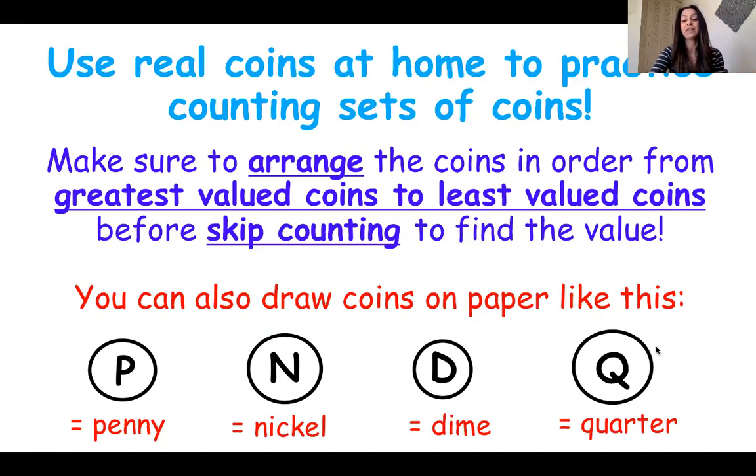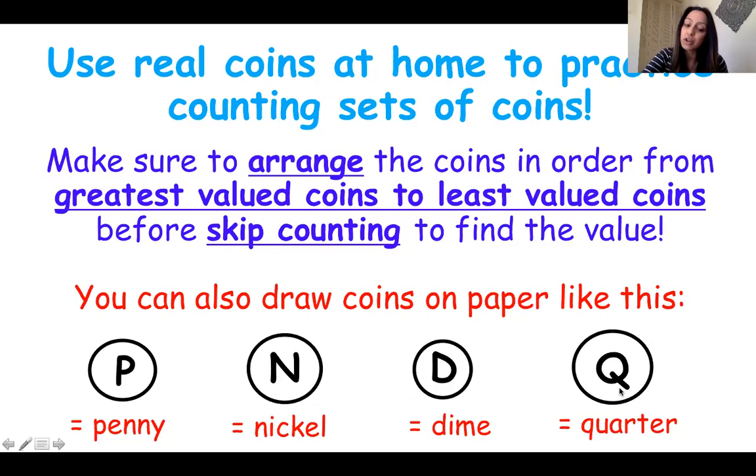We already know that if you don't have actual money and coins at home to use, you can draw them on paper. The penny is just a circle with a P inside. The nickel is a circle with an N inside. The dime is a circle with a D inside. And now we have a quarter, which is a circle with a Q inside.